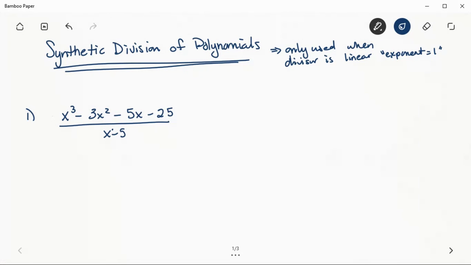Synthetic division, the setup for it is much different than long division. And the reason for that is it actually gets rid of all the variables. So we don't have to multiply and subtract with the variables. We're looking at our coefficients. The first thing we want to find and set up is what value makes your denominator 0.